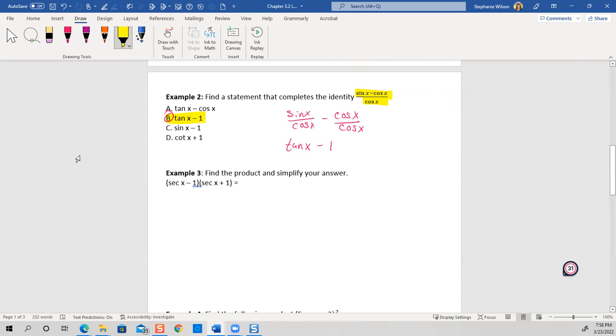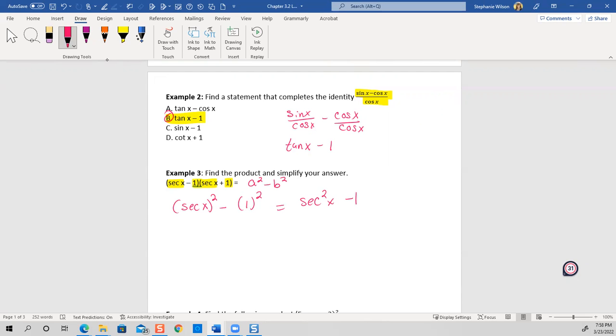Example 3: find the product and simplify your answer. If you notice, the first terms are the same, the last terms are the same, but the signs are different. So we're going to use that shortcut again, a squared minus b squared, where we get secant x squared minus 1 squared, which is rewritten as secant squared x minus 1.